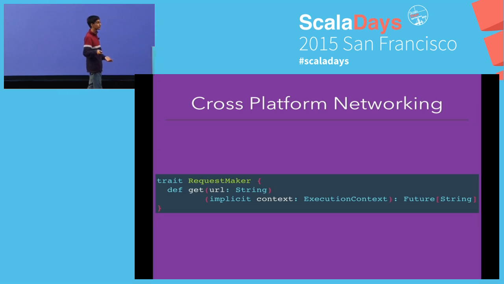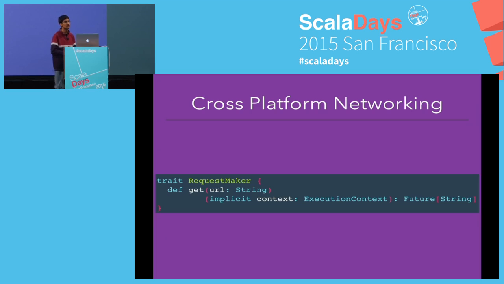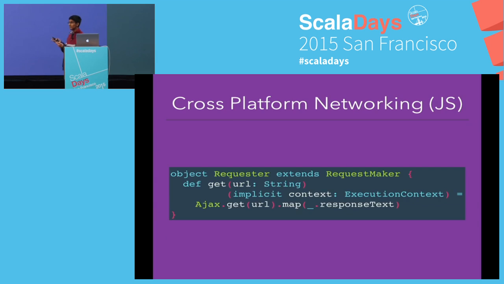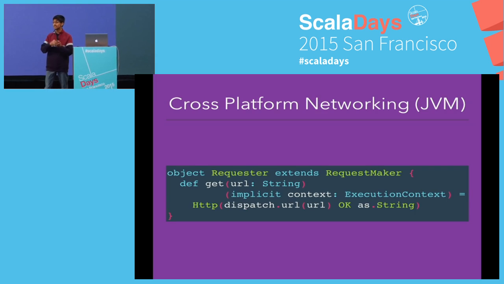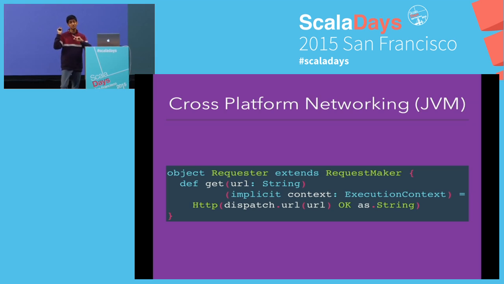So to do this, I created a trait RequestMaker. This represents an object that can make requests on our behalf. You implement a method get, which takes a URL and an execution context to run it in, and it returns a Future of String, which is the response text. Now in JavaScript, we implement this with the DOM extensions Ajax.get. So you make an AJAX request and get the response text and return that. On the JVM, we implement an object with the same name so that the shared code can access this object. Here I'm using Dispatch to make the request, and I get the response text here as well.